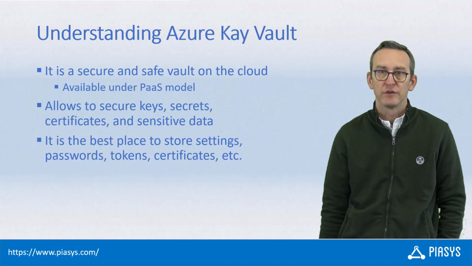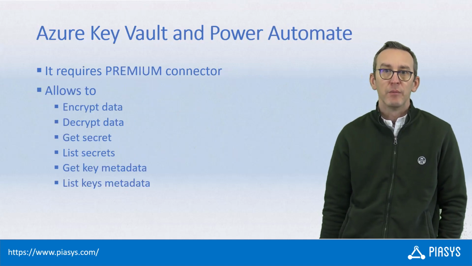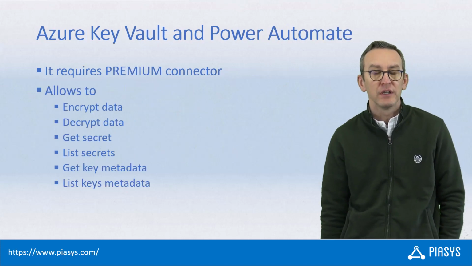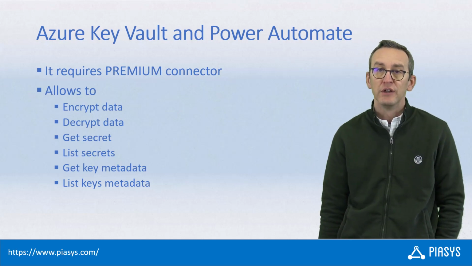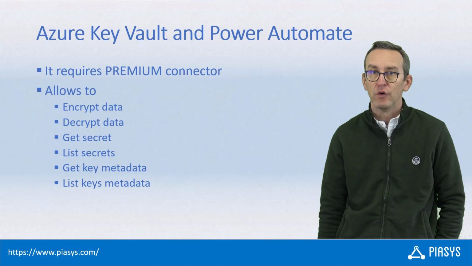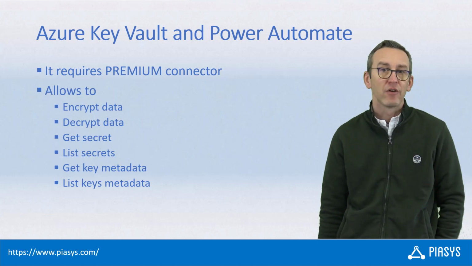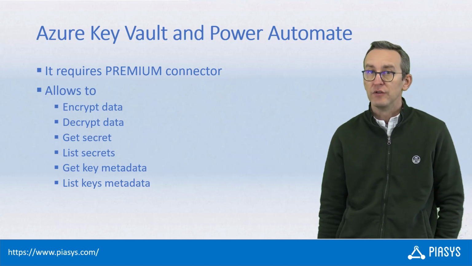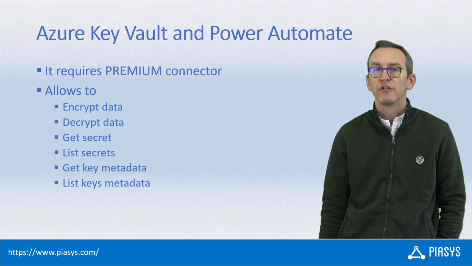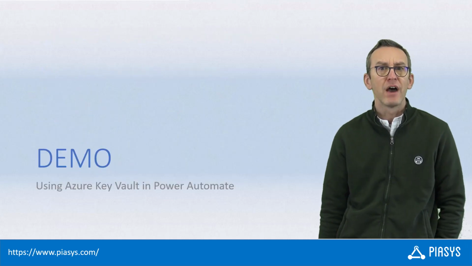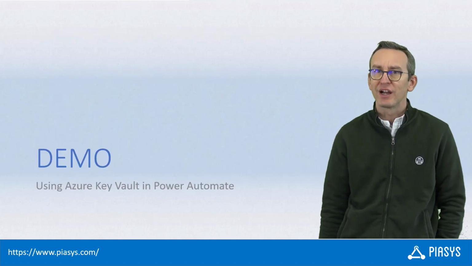kind of information. With Power Automate and with a premium connector for Power Automate, you can easily access the secrets that you store in Azure Key Vault in order to read them inside of your flows, as well as you can encrypt and decrypt data, which is really useful, and you can also get or list the metadata of a key stored in Azure Key Vault. So, let me move to the demo environment and let me show you how to use it in practice.